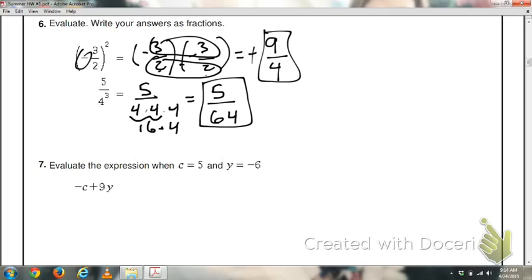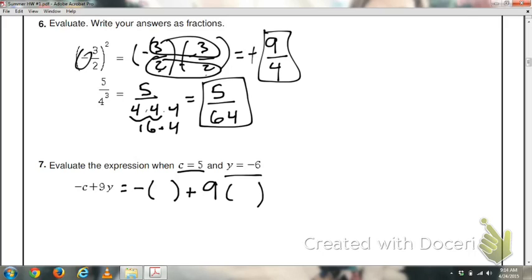For 7, we're going to evaluate an algebraic expression given a value of c being 5 and y being -6. The first thing you want to do, guys, when you have to evaluate an algebraic expression is rewrite the expression with parentheses instead of the variable. So I'm going to write negative parentheses plus 9 and then parentheses. This is really key because it's going to help us avoid making mistakes with these negatives when we plug them in.